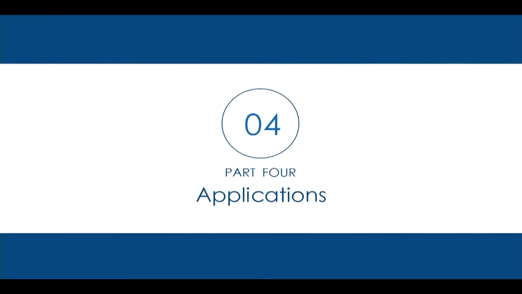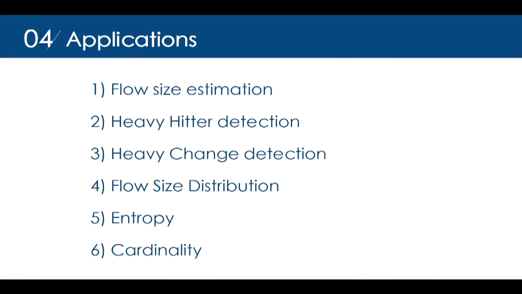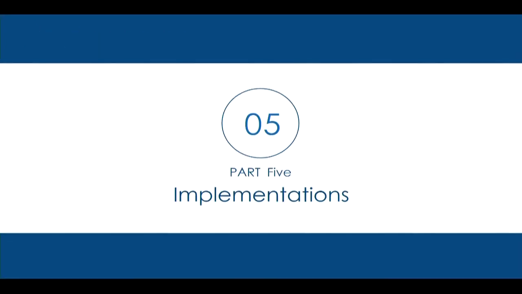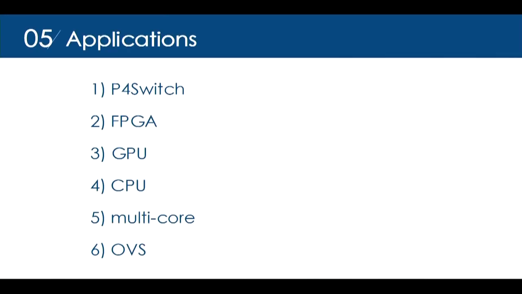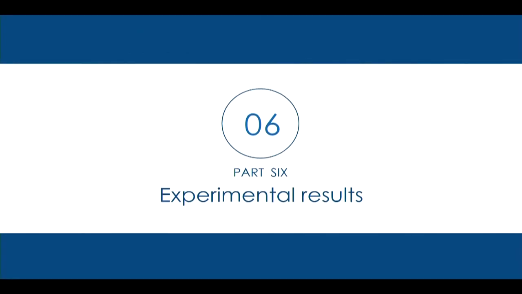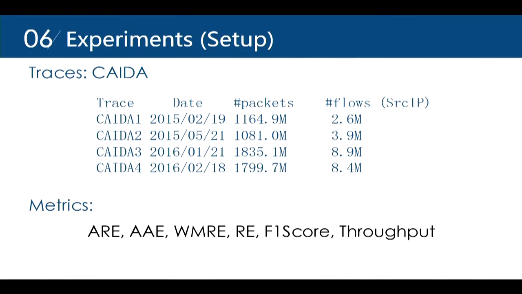Then we use our sketch to process the following six measurement tasks: flow size, heavy hitter, heavy change, distribution, entropy, and cardinality. And we implemented our sketch on the following six platforms: P4 switch, FPGA, GPU, CPU, multi-core, and OVS. Then here are the experimental results.